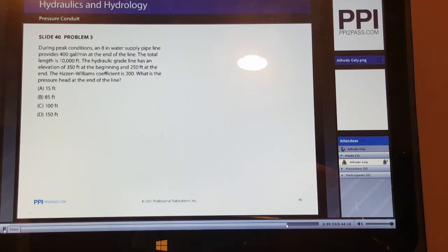During peak conditions, an 8-inch water supply pipeline provides 400 gallons per minute at the end of the line. The total length is 10,000 feet. The hydraulic grade line has an elevation of 350 feet at the beginning and 250 feet at the end. The Hazen-Williams coefficient is 200. What is the pressure head at the end of the line?